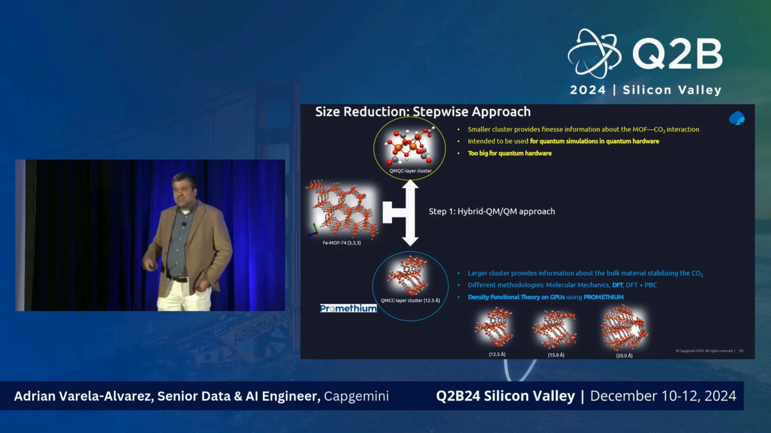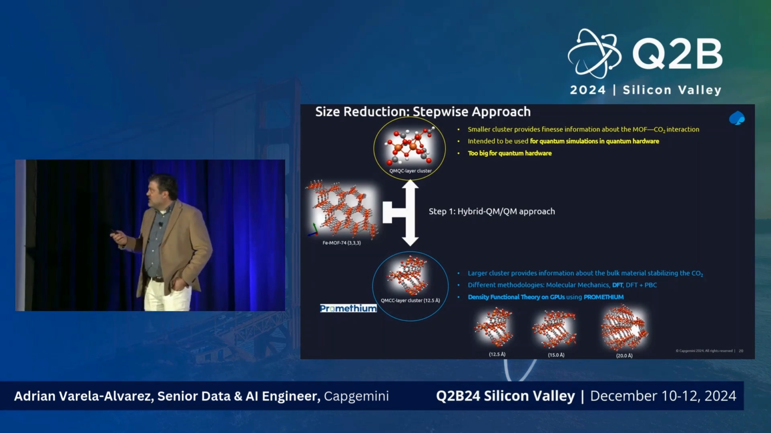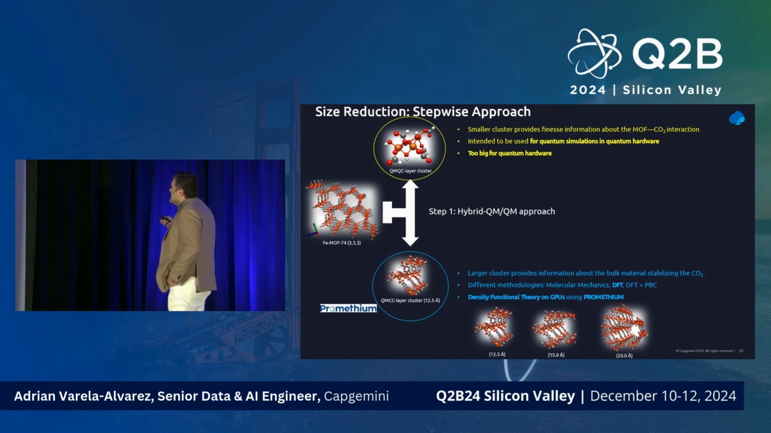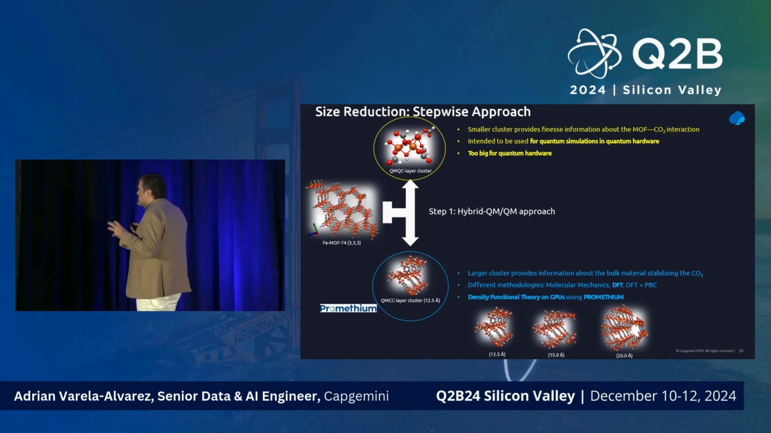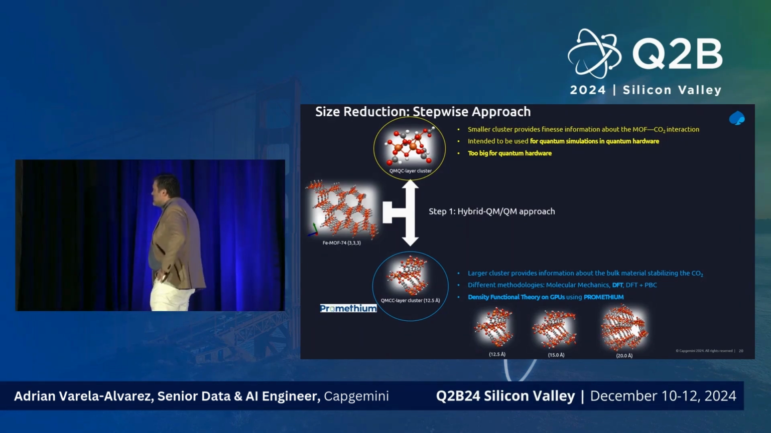The good thing is this is completely independent of the other branch. Now we have a much smaller system. That is the one that we intend to compute in a quantum computer. But this model, which is going to give you detailed information about the interaction between the metal-organic framework and the carbon dioxide, is still too big for quantum computing. So what we do next, we apply a new divide and conquer approach.